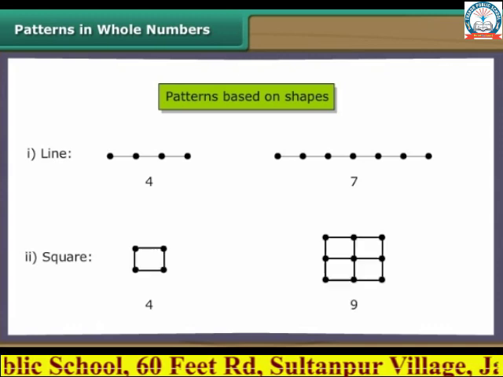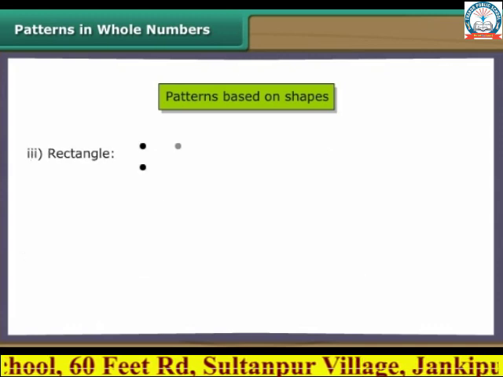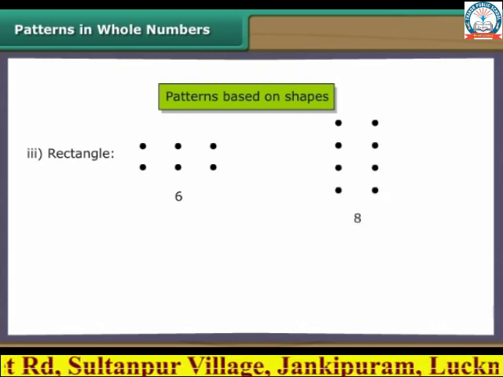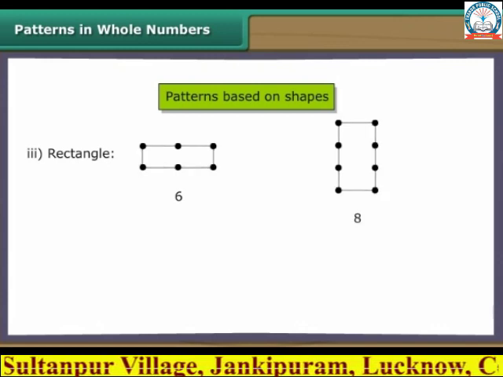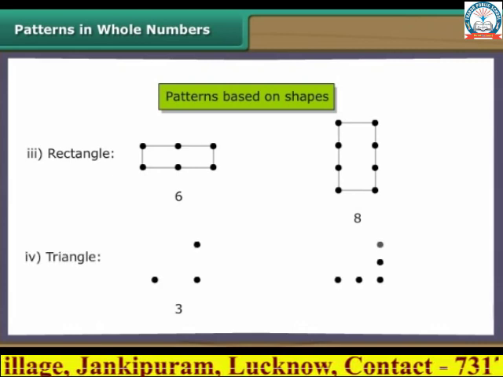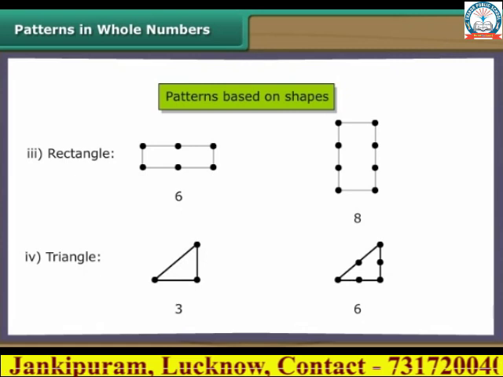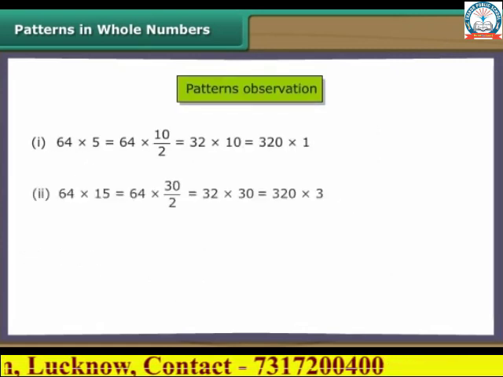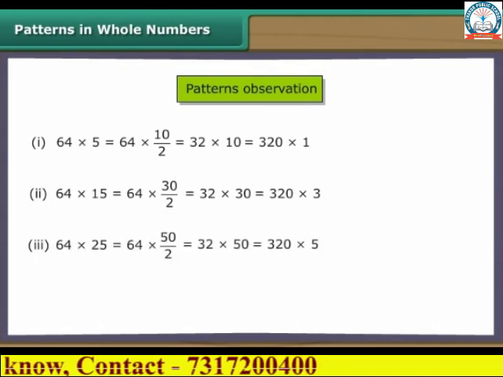For example, some numbers can be arranged as rectangles. Rectangles can be horizontal arrangement or a vertical arrangement. For example, some numbers can be arranged as a triangle. For example, sometimes some kind of pattern is observed in whole numbers which can help in simplifying the calculation process.